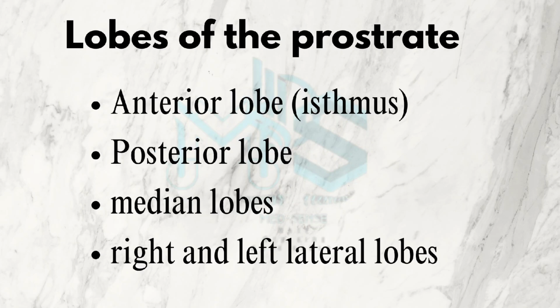So let me quickly list out the lobes of the prostate before we look at the image that would make things clearer. We have the anterior lobe, which is also known as the isthmus. We have the posterior lobe. We have the median lobe. Then we have the right and the left lateral lobes. What you have to note is that the right and the left lateral lobes are the only lobes that persist in adulthood. When the individual has grown of age, the right and the left lateral lobes are the only lobes that persist. That is why during DRE, it's only the right and the left lobes that are palpated.